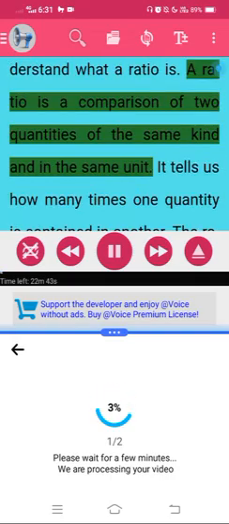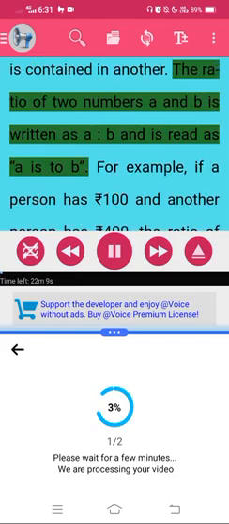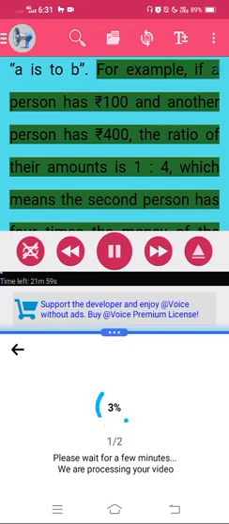A ratio is a comparison of two quantities of the same kind and in the same unit. It tells us how many times one quantity is contained in another. The ratio of two numbers A and B is written as A:B and is read as A is to B. For example, if a person has 100 rupees and another person has 400 rupees, the ratio of their amounts is 1:4, which means the second person has 4 times the money of the first person.